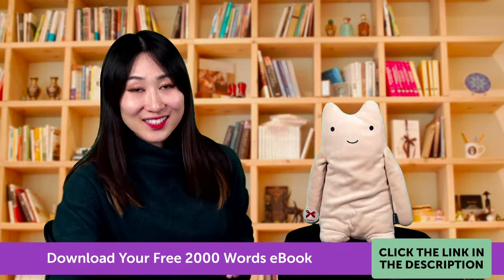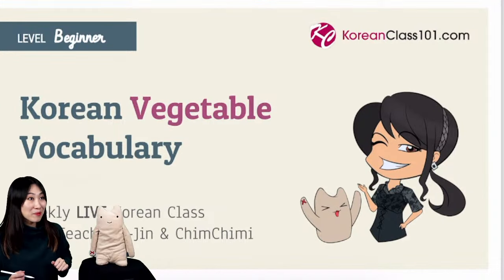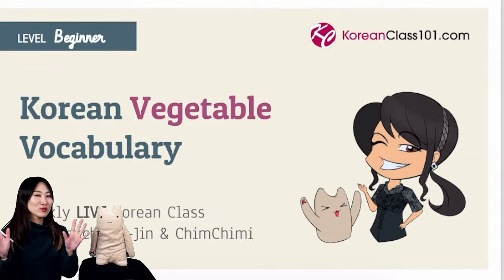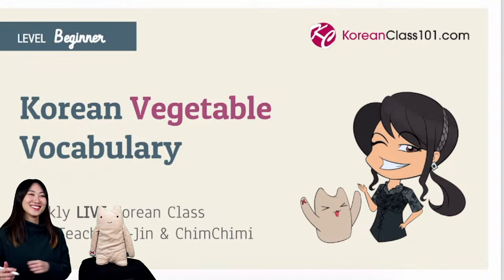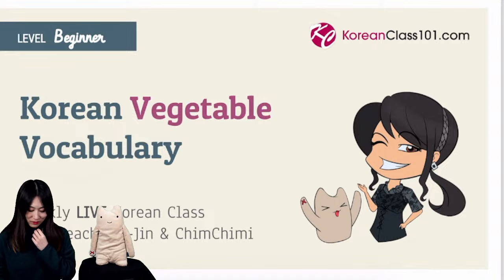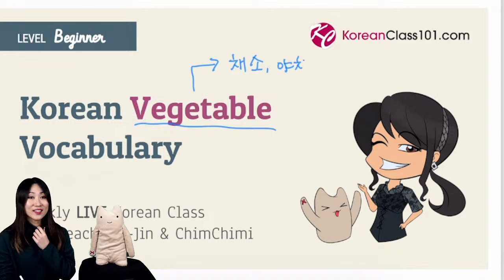Today's topic is this. Ta-daan! Korean vegetable vocabulary. Yes! And we all love vegetables, right? If not, please try it. It's healthy. By the way, before starting, do you know how to say vegetables in Korean? Vegetable, vegetable. It's an important word. So vegetable is 채소 or 야채 in Korean.